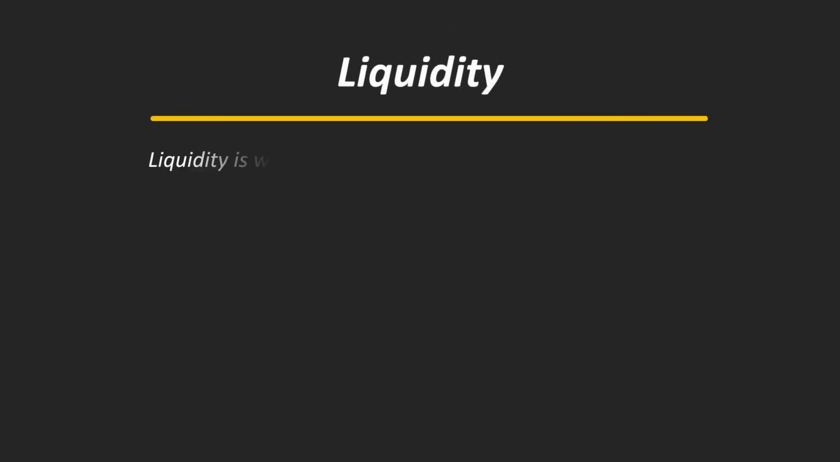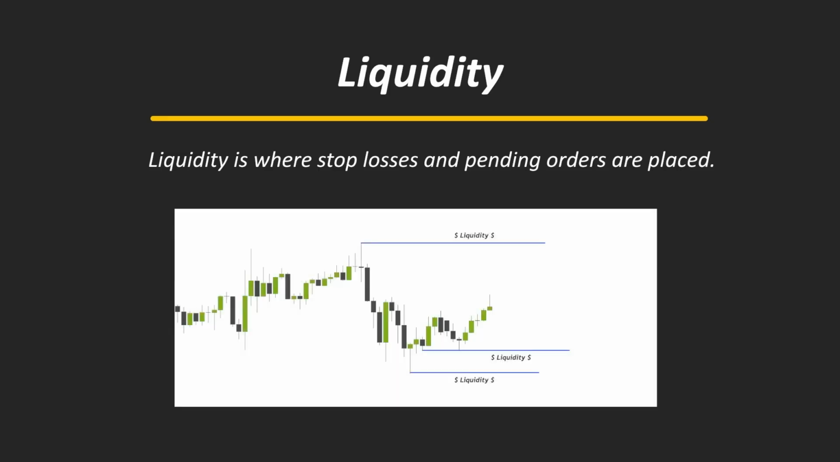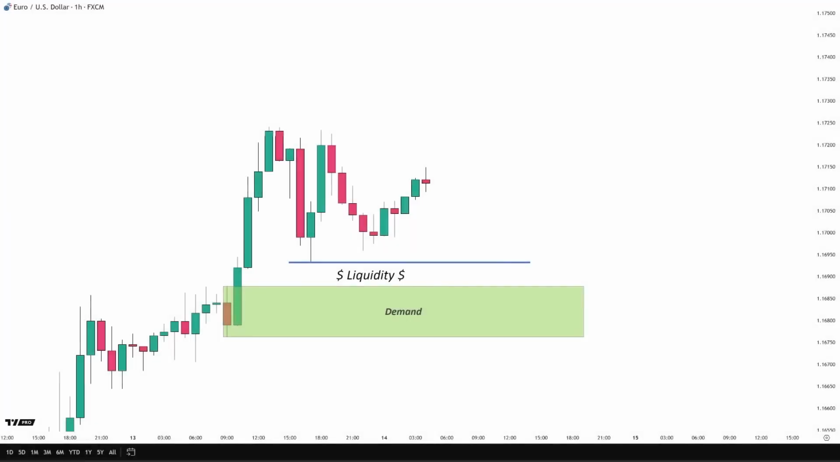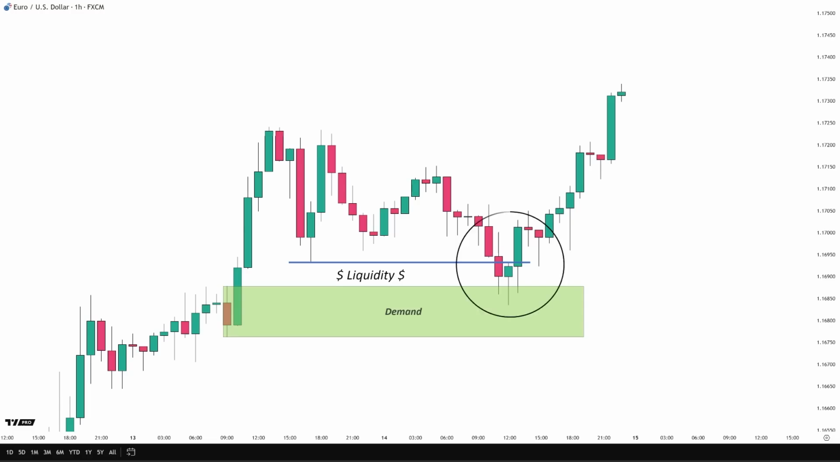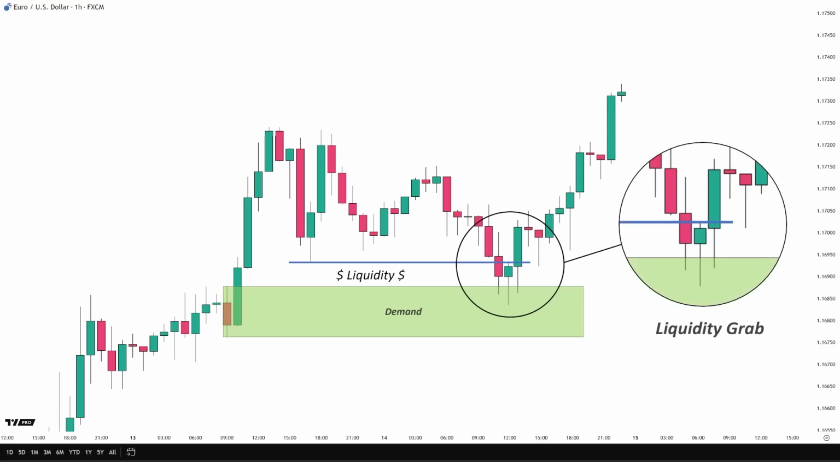Number 3. Liquidity. Liquidity is where stop losses and pending orders are placed. It exists below every swing high and swing low. If the price forms liquidity levels above a demand zone, the chance of that demand zone working becomes higher, because liquidity is needed for big moves in the market. Same concept applies to the supply zone. A valid liquidity grab happens when price moves below the area and triggers the stop losses, and then quickly comes back above the range. When this happens, we expect a push to the upside.